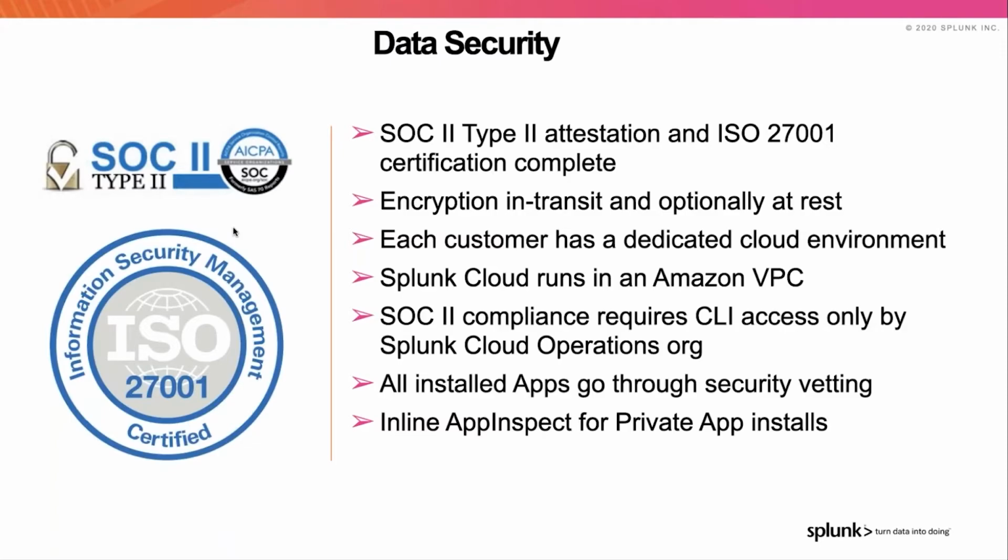Now, we encrypt the data in transit, as I said, by using that certificate file on the forwarder. And we can also encrypt the data at rest if we need to as well. Each customer has a dedicated cloud environment, and Splunk Cloud runs within its own Amazon VPC, so you don't get any problems with that noisy neighbor type of scenario or anything like that.